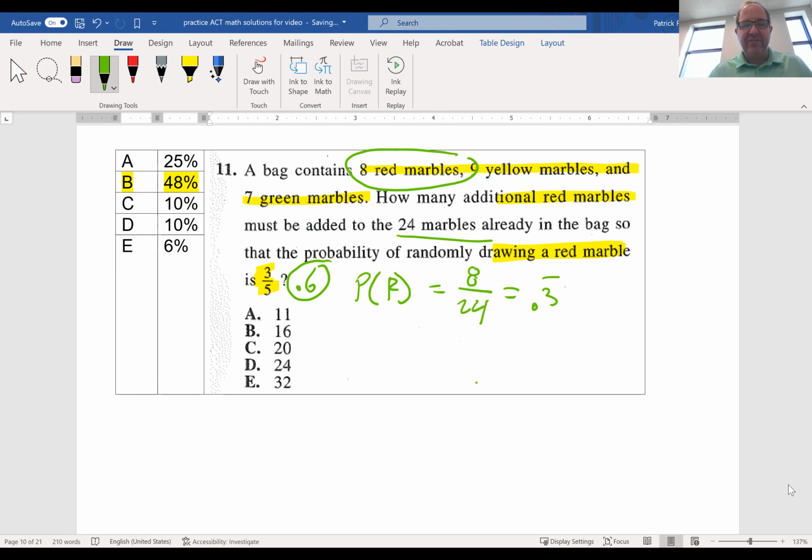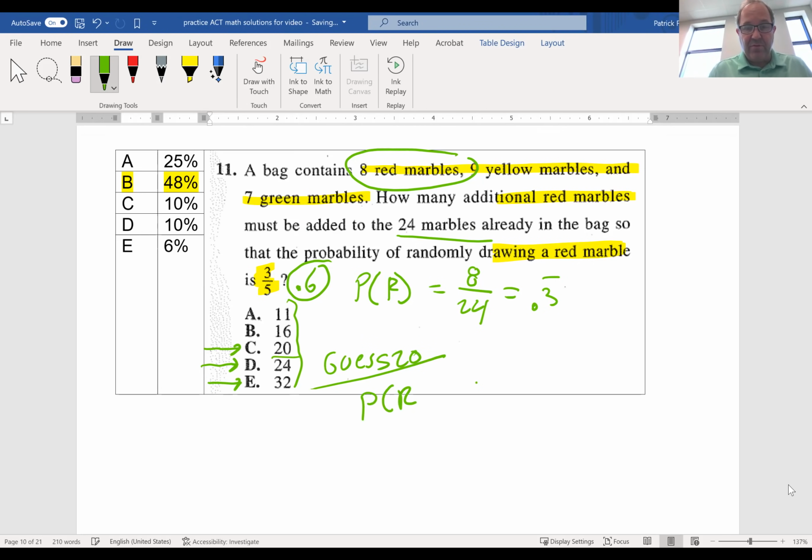So we need to add a lot more marbles. So I'm going to do a thing called guessing and checking. And I'm going to utilize the fact that these numbers are in order. I'm going to guess the middle number, C, 20. And if 20 is too many red marbles, well, then guess what? So is 24 and so is 32, right? So I'm going to guess 20.